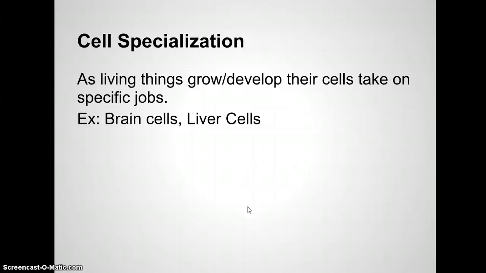So for example, as a frog goes from a tadpole to an adult frog, it has DNA or information in its cells that tells the cells it uses in its tail to stop developing a tail and to start developing legs. So it's called cell specialization. Our DNA tells our cells where to go and what to do.